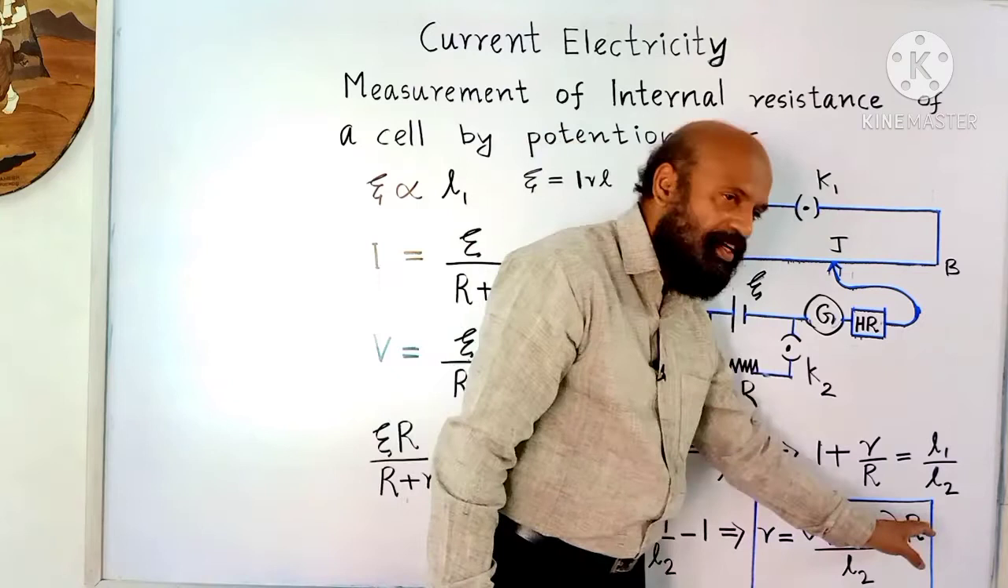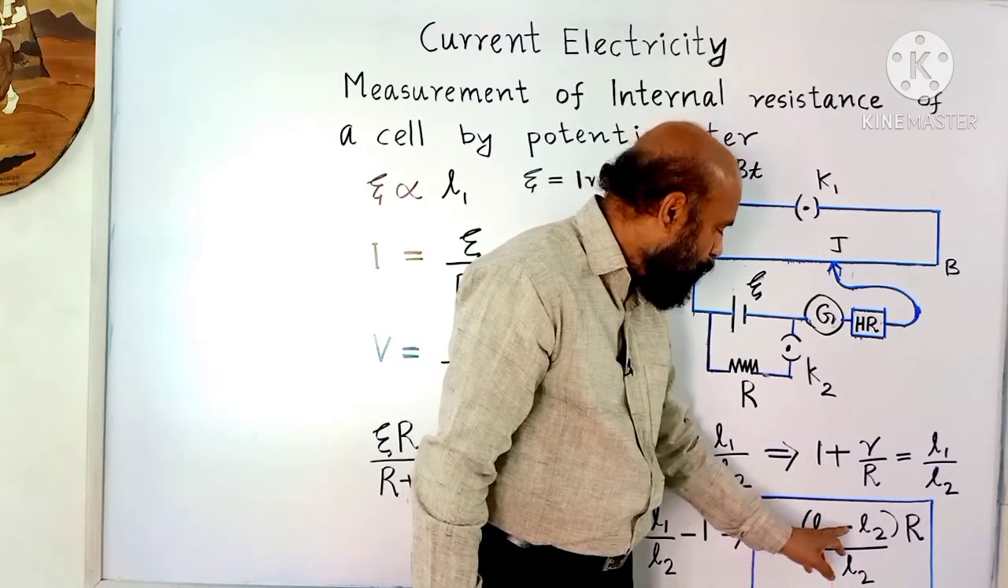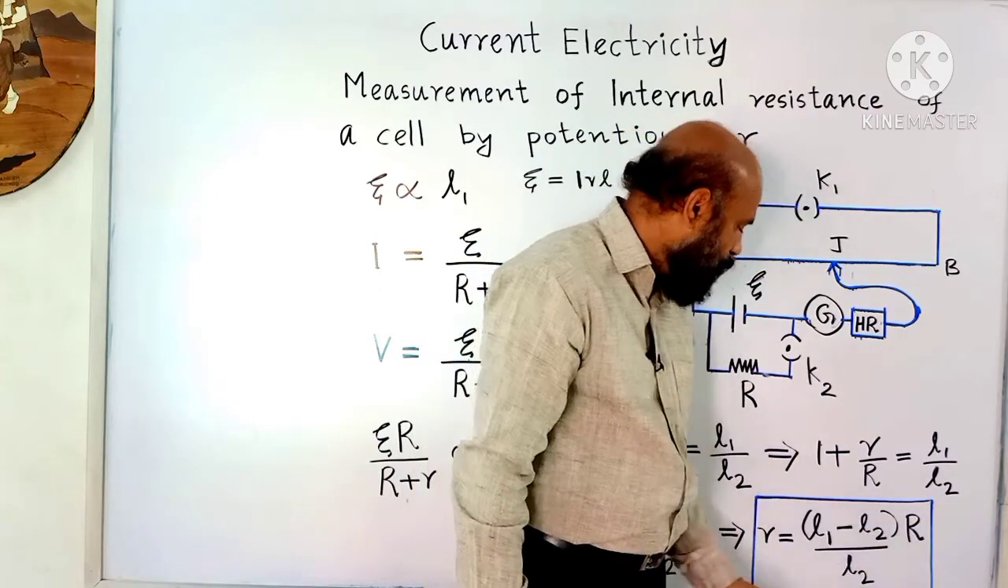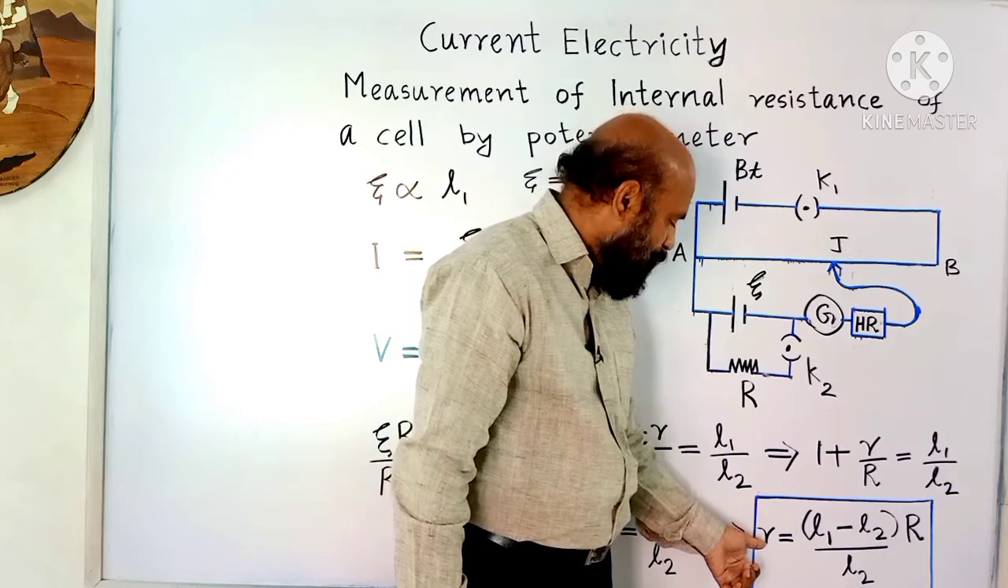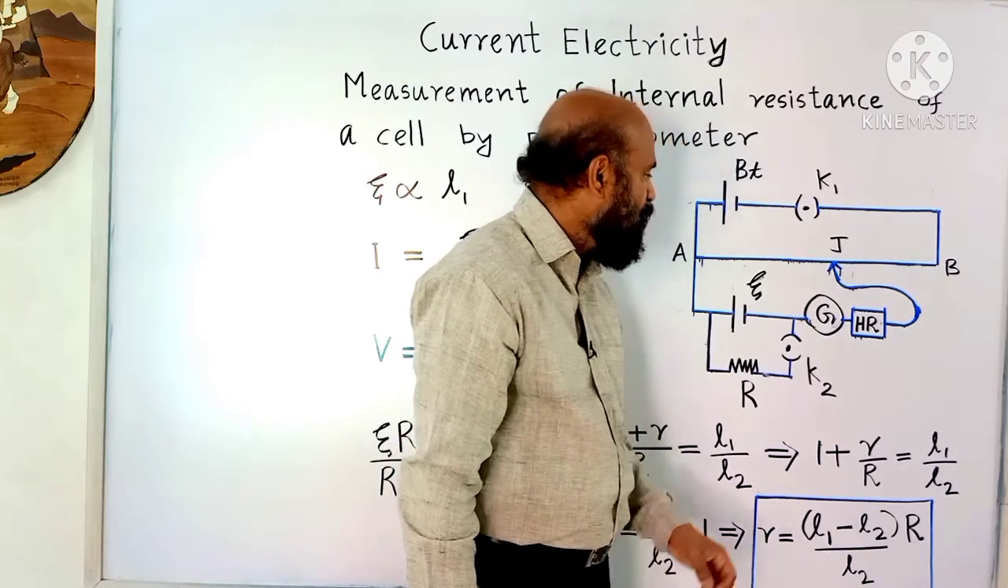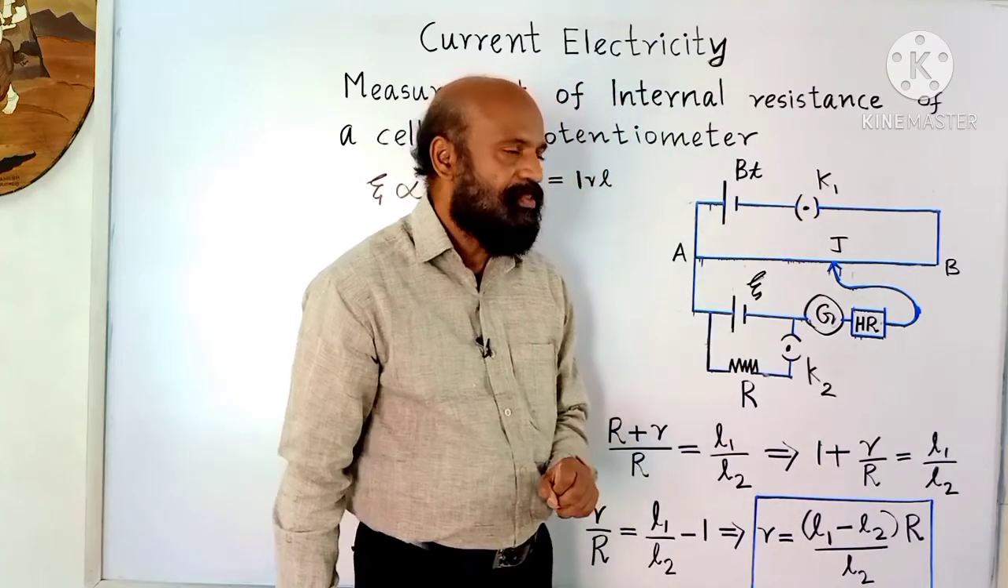Take this R to the other side. So small r is equal to L1 minus L2 divided by L2, into R. Using this expression, we can find the internal resistance of this cell.